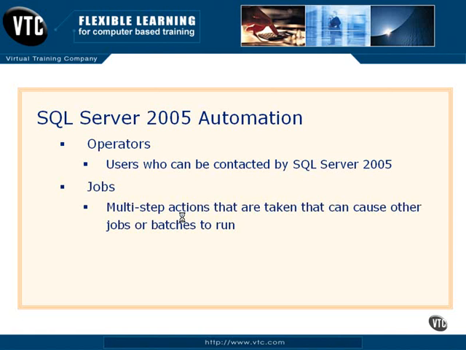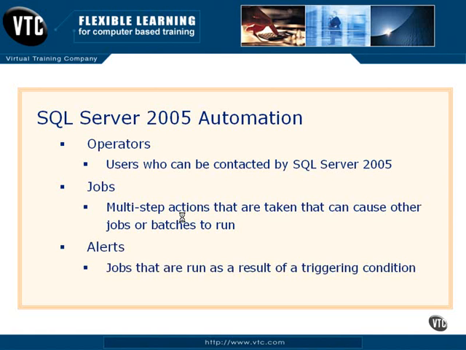A job is a multi-step action that's taken, and it can even cause other jobs or batches to run. So, for example, we have a job that we want to run that backs up a transaction log. Well, we build that as a job, and then we can have it kicked off by an alert. But that job can be many, many steps, so this can get very complex depending on the task that we need to take care of.